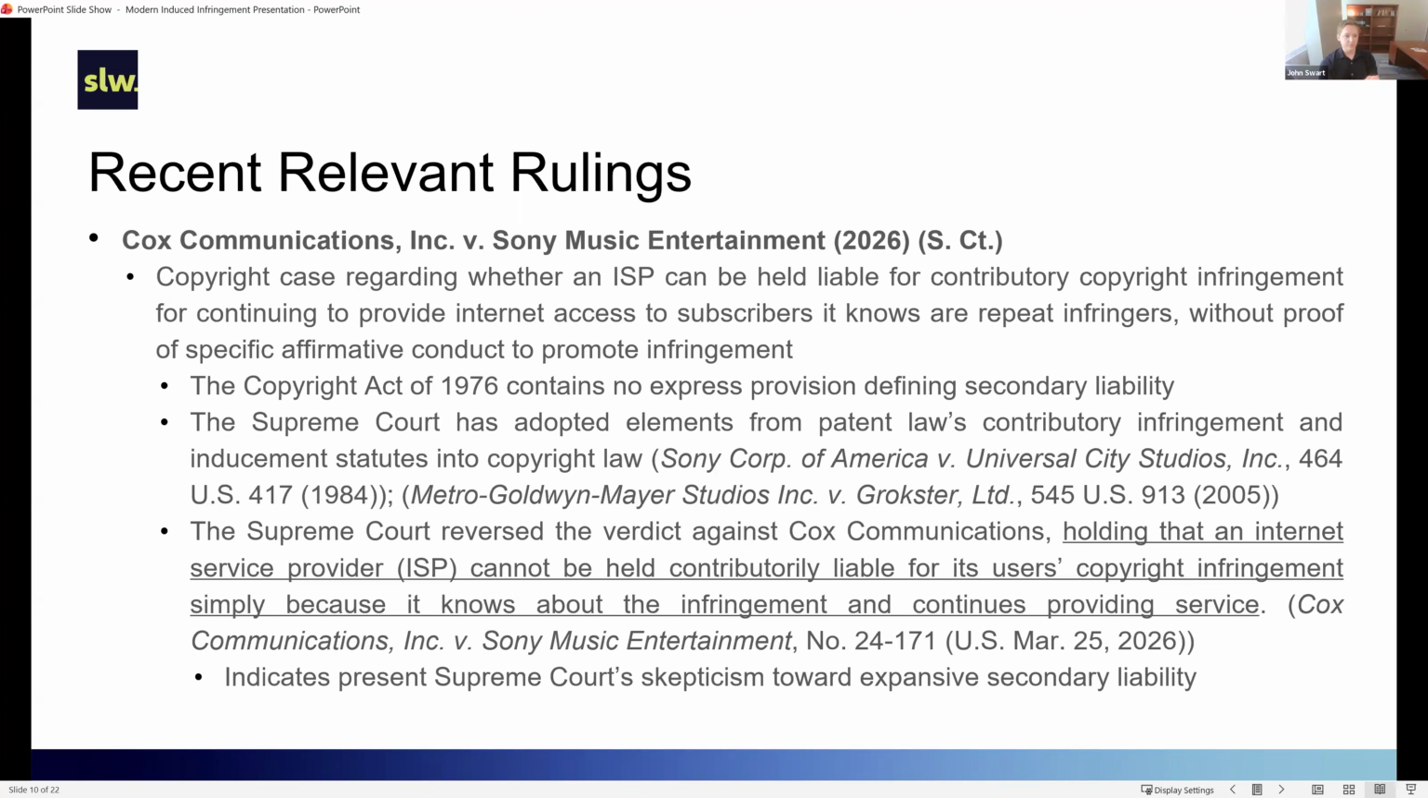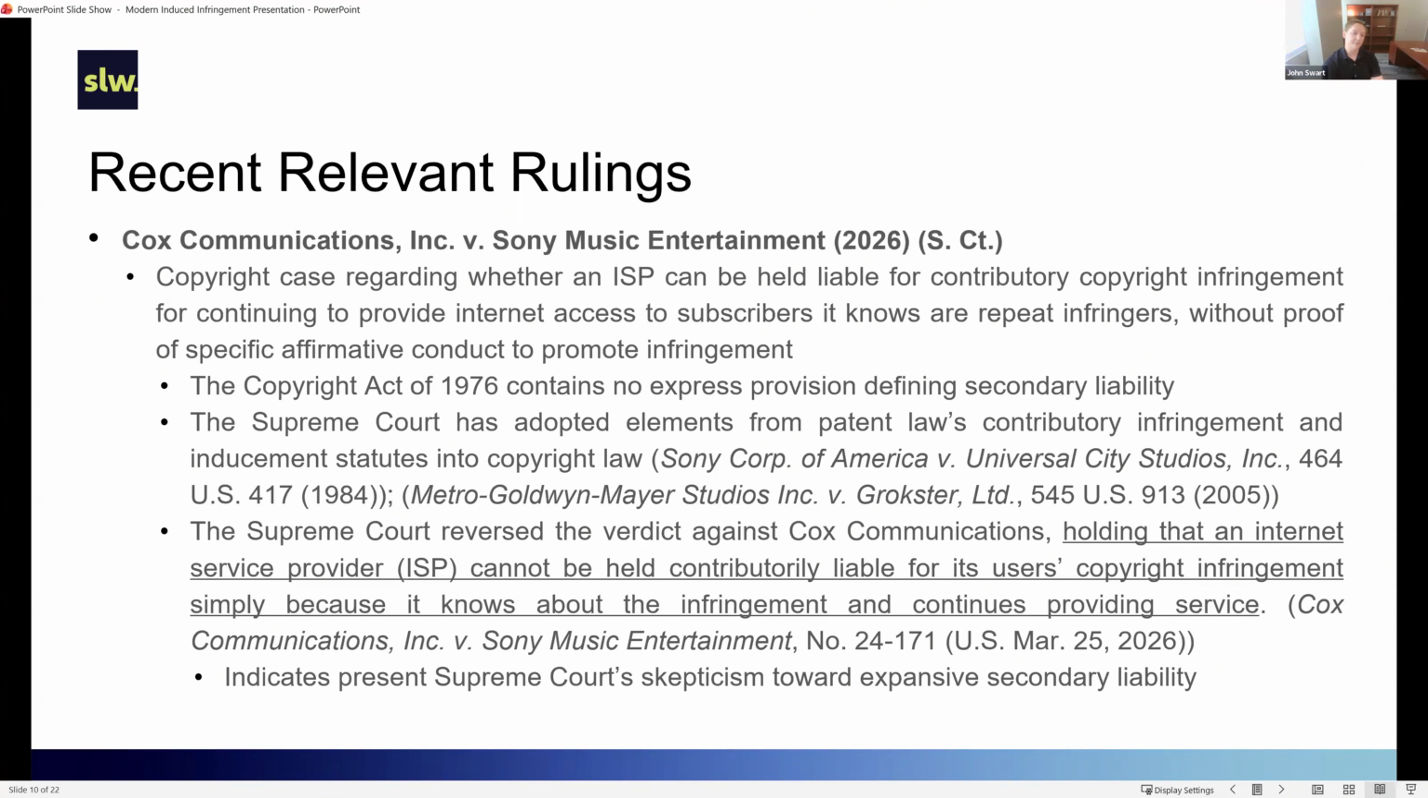Now, they didn't have proof of specific affirmative conduct to promote the infringement from the ISP, but basically, the fact pattern in this case is that Cox Communications knew that hundreds of members on their service were regularly infringing copyrights, and I think they only suspended 16 accounts or something over the course of several years of this knowledge.